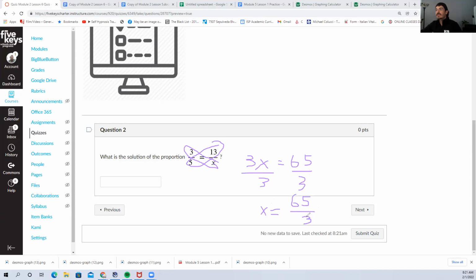This is my preferred answer. This would actually, if it had to be a decimal, be 21.666 repeated, but I don't like the repeated. I would much prefer to see it as 65/3.